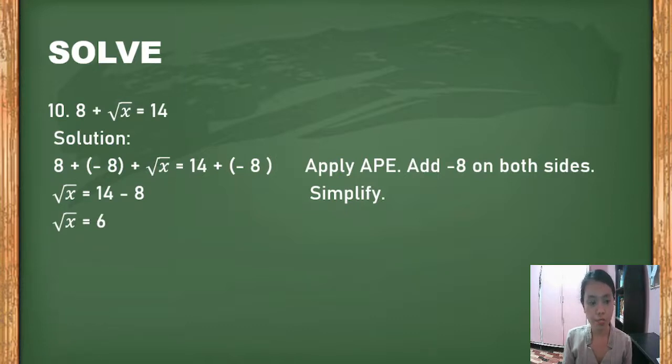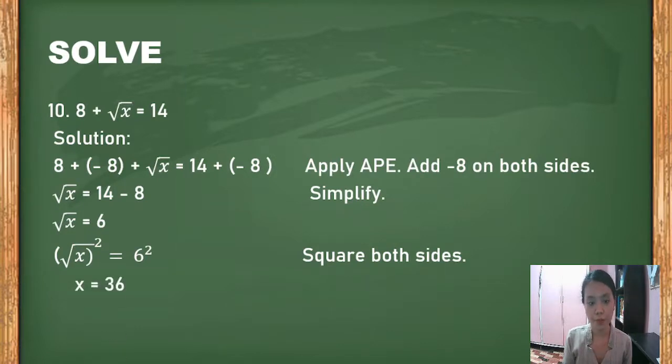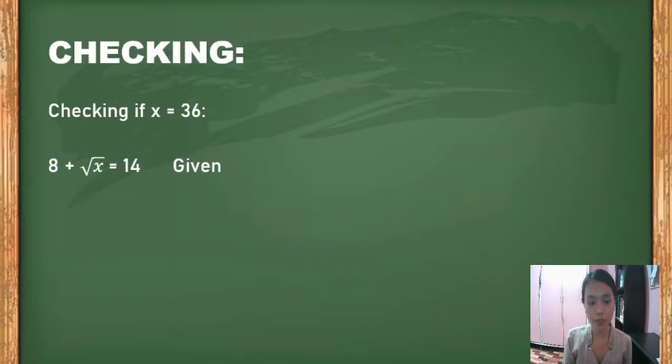So, meron pa tayong radical symbol. So, para matanggal si radical symbol, square natin on both sides. Then, simplify. So, therefore, ang value of x natin in number 10, the answer is 36.